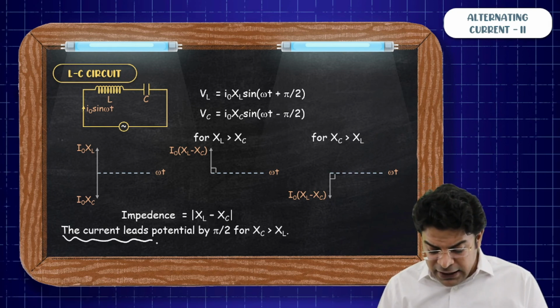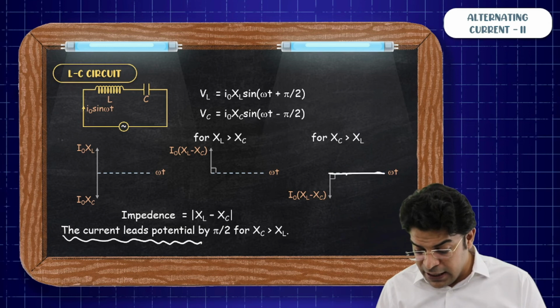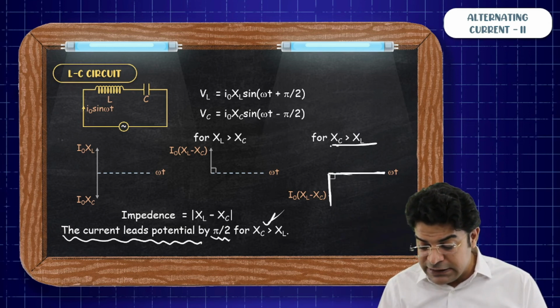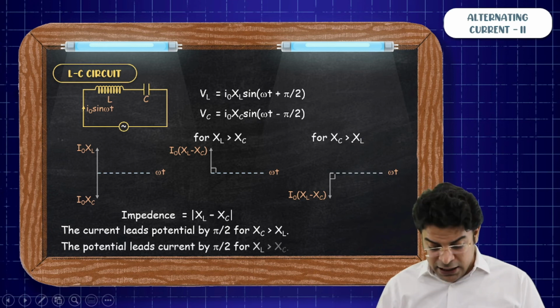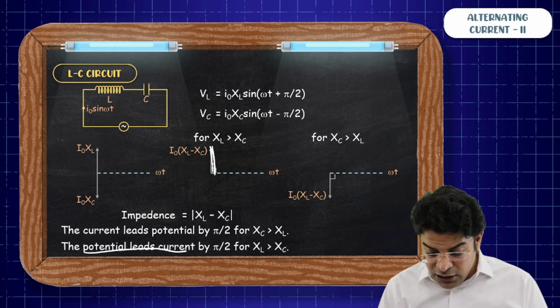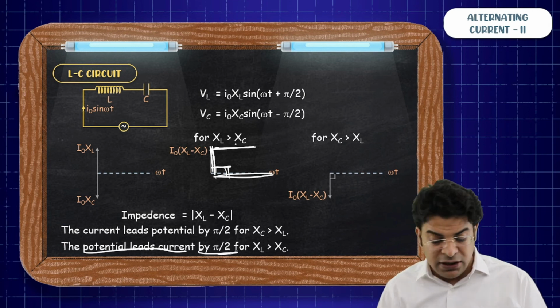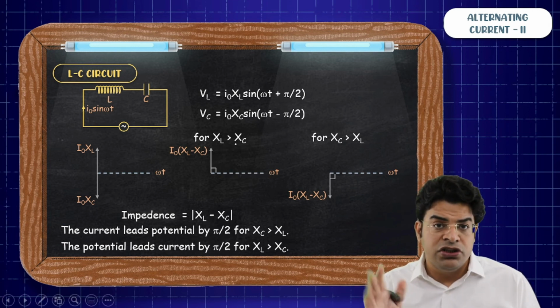Understand that the current leads the potential by a phase of pi by 2 if XC is greater than XL, and the potential leads the current by a phase of pi by 2 if XL is greater than XC. So these are the two conditions you should know.